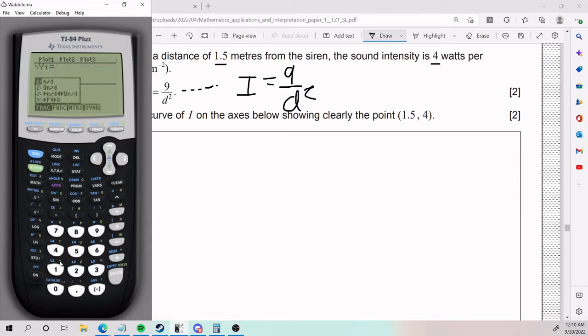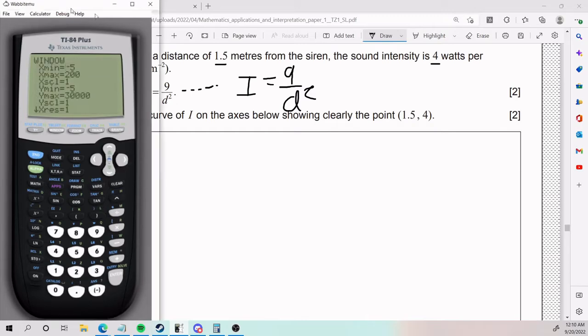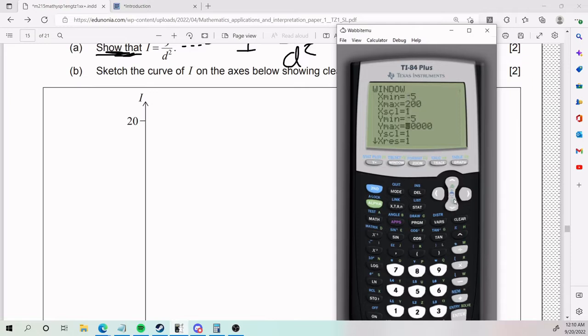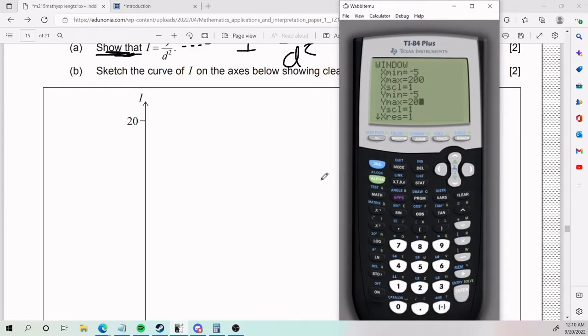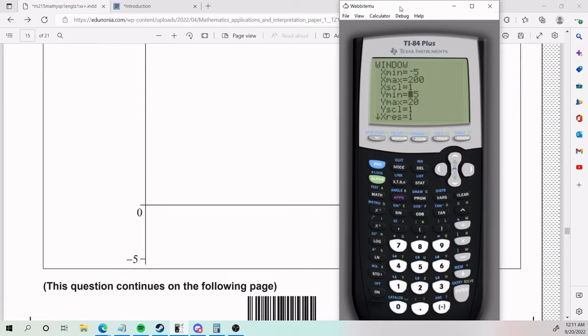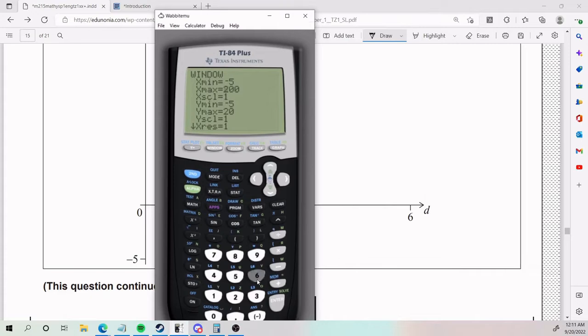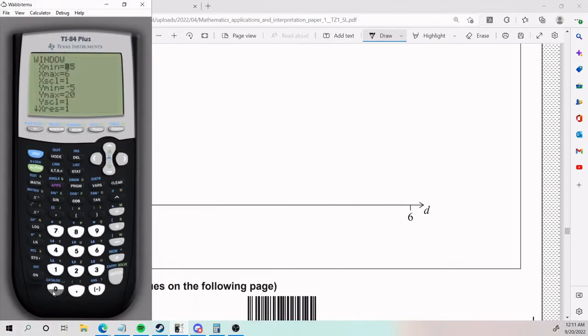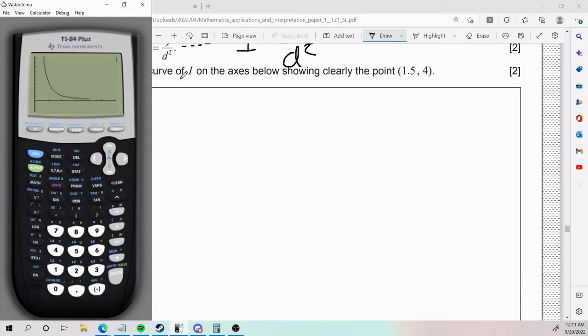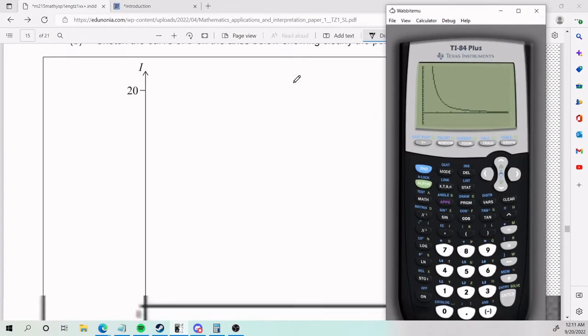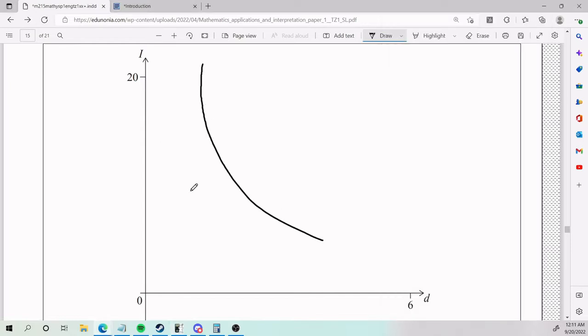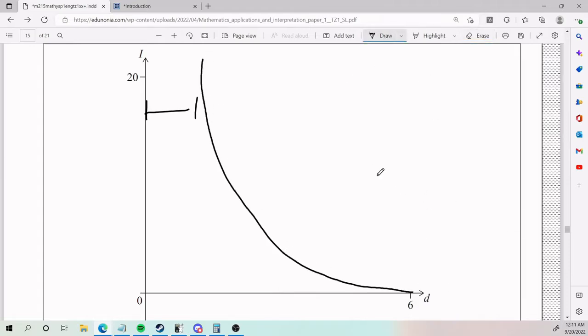Let me erase everything, sorry. We take this 9, we divide it by x squared. We go to window, we copy the window that they give us, which is a y maximum of 20, a y minimum of -5, an x maximum of 6, and an x minimum of 0. So let's graph this. It looks like that. Copy the graph. Make sure there's a little bit of a gap from here to here. And it should be very close to 6, but doesn't touch.